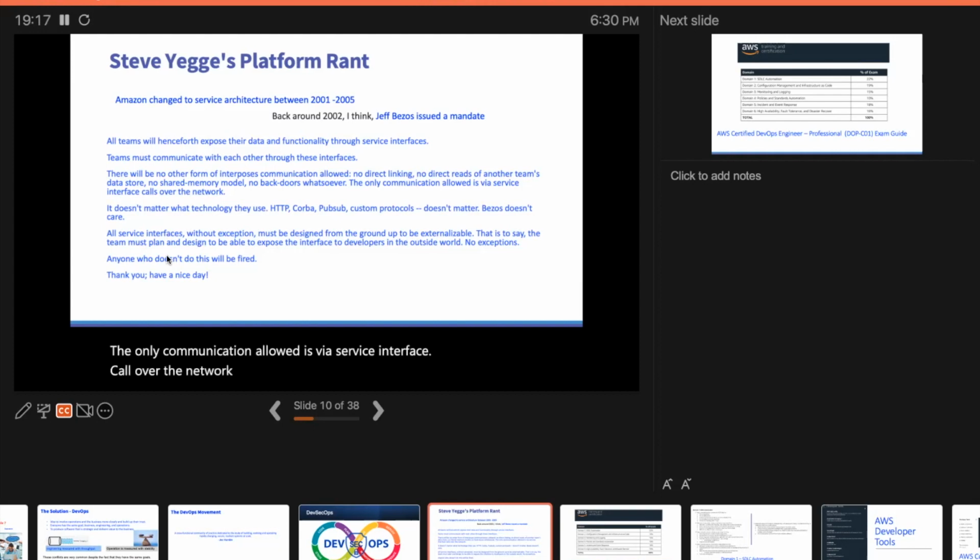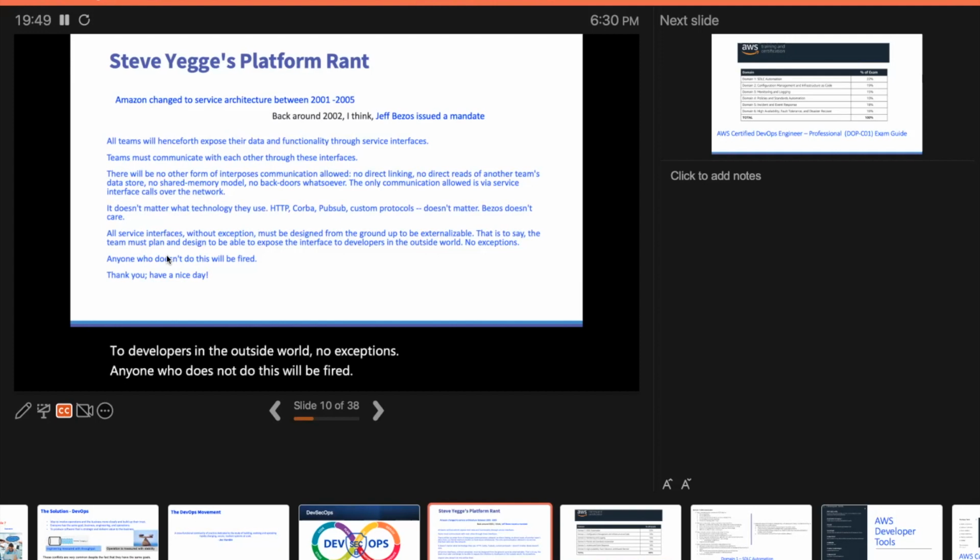It does not matter what technology they use: HTTP, CORBA, PubSub, custom protocols, doesn't matter. Bezos doesn't care. All service interfaces, without exception, must be designed from the ground up to be externalizable. This is to say the team must plan and design to be able to expose the interface to developers in the outside world, no exceptions. Anyone who does not do this will be fired.